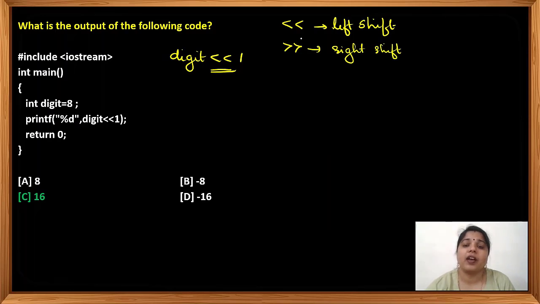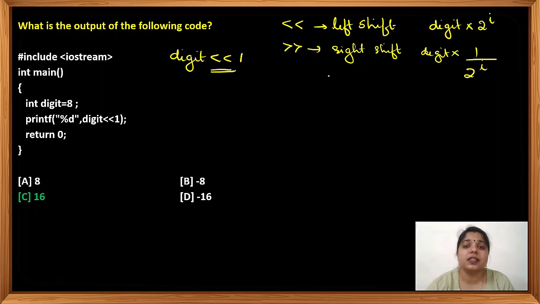In the previous video, I have discussed all the bitwise operators. Left shift and right shift are bitwise operators. If you encounter a left shift operator, then what you have to do is digit into 2 raised to I, and that will be your answer. If some digit left shift by I is given, then digit into 2 raised to I. If right shift is given, then digit into 1 by 2 raised to I will be the answer.